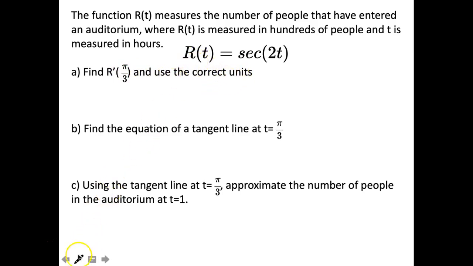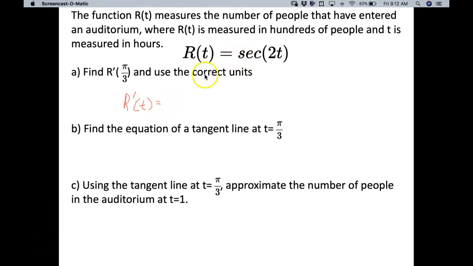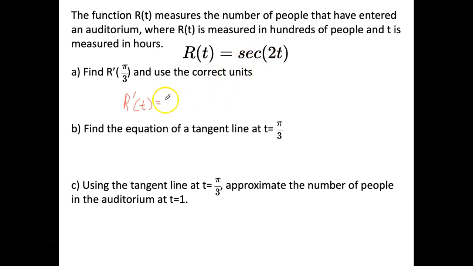Okay, so we need to take the derivative of this. The derivative of this is going to be with chain rule, first of all. And the derivative of secant is tangent. So r prime of t equals, okay, so it's going to be chain rule, right? And you know what? I just remembered, the derivative of secant is not tangent, it's secant tangent. Yeah, it's both of them.